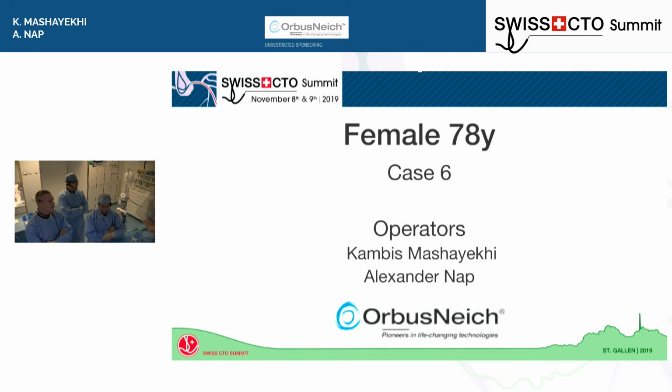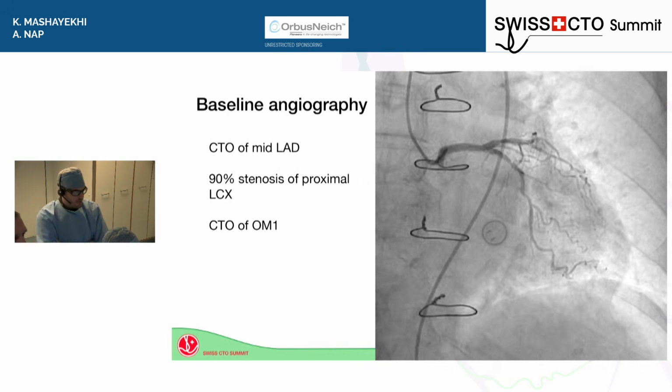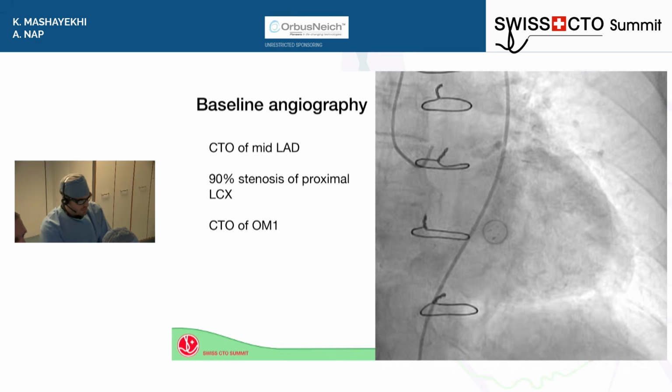I may introduce you a 78-year-old woman. She's suffering from angina class 2 since a couple of months. She has a normal LV ejection fraction, otherwise pretty healthy. And she has a history of a bypass surgery a couple of years ago with a Lima LAD graft, a venous graft to the RCA, and a free radial graft to the obtuse marginal branch. She was admitted for an angio because of the chest pain.